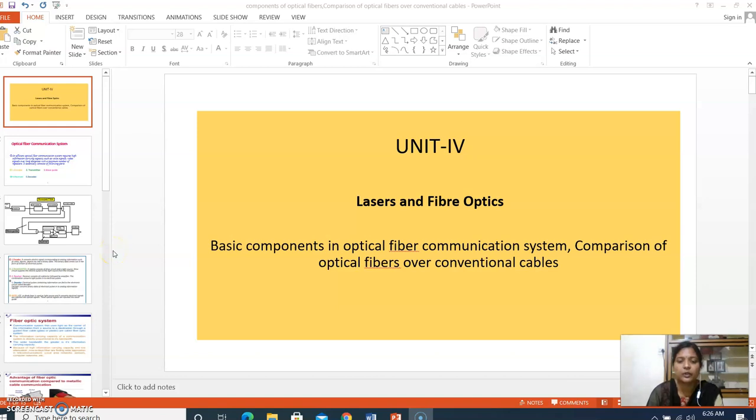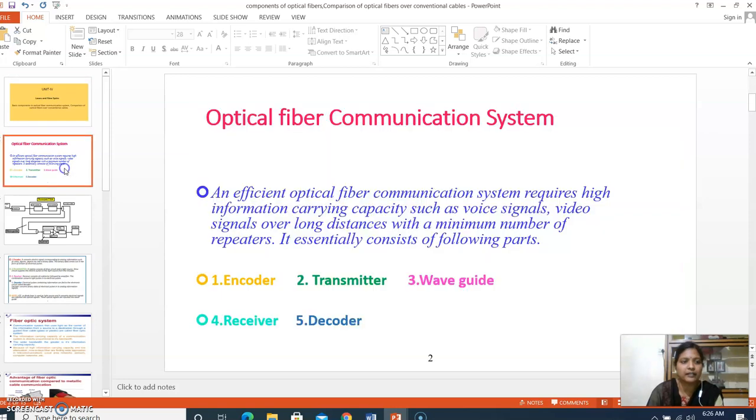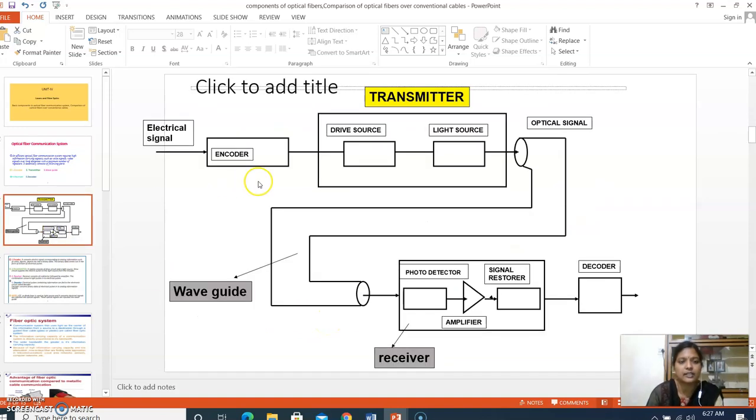Hello everyone. In Unit 4, Laser and Fiber Optics, we will discuss basic components in optical fiber communication system, and comparison of optical fiber over conventional cables. So, in the optical fiber communication system, based on the information carrying capacity such as voice signals or videos, it has the following parts: first one encoder, second one transmitter, third one waveguide, fourth one receiver, and fifth one is a decoder. So this is the block diagram of the optical fiber communication system.